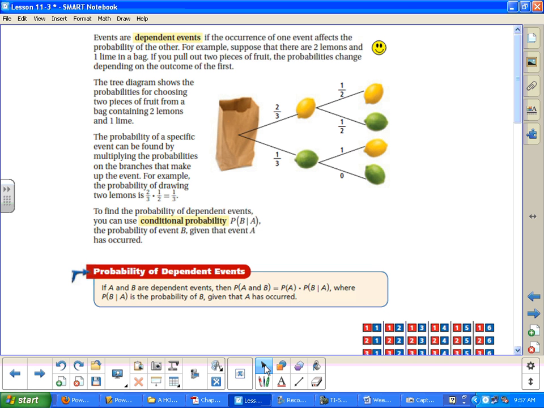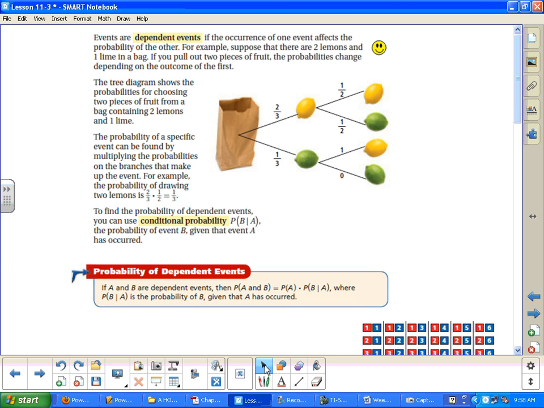If I pull a lemon out, how many pieces of fruit do I have in there now? Just 2. Half of them are lemons and half of them are limes. And if the lime comes out, then I have just 2 lemons, so there's a 100% chance of getting a lemon then. So we're also going to use something called conditional probability.